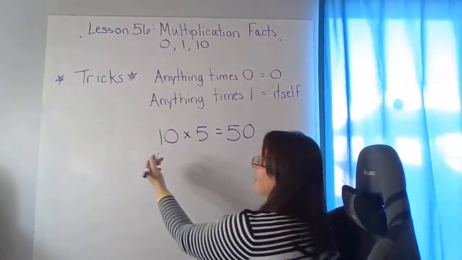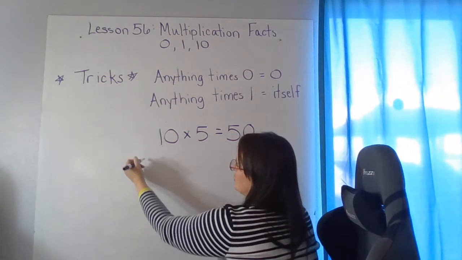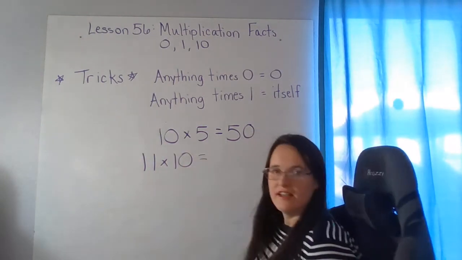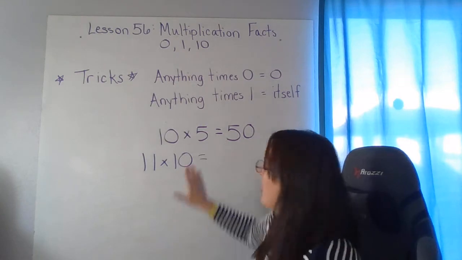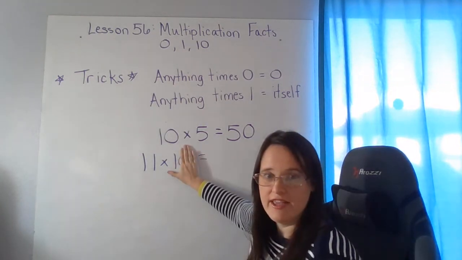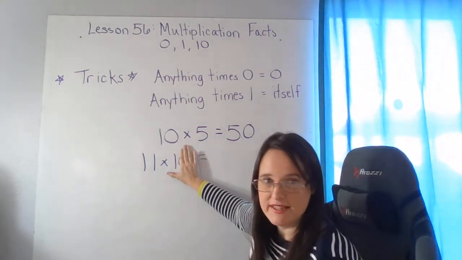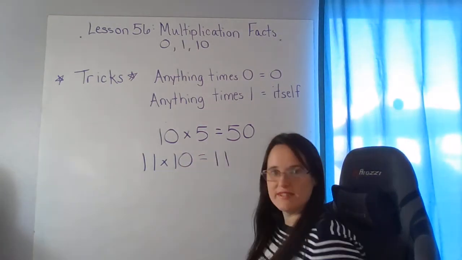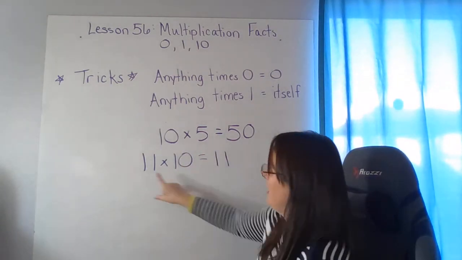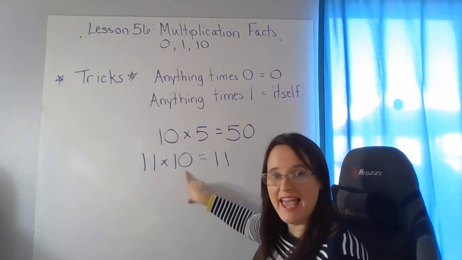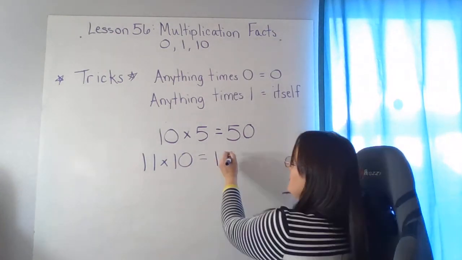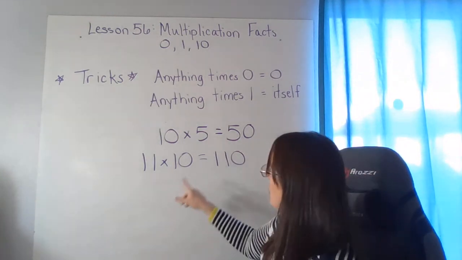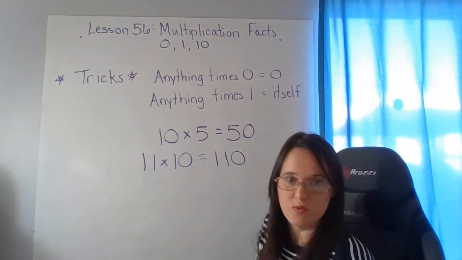Okay, so let's try that with some different numbers. Let's do maybe 11 times 10. So we kind of split it apart. We ignore the 0 for now, and we say, well, what's 1 times 11? 1 times anything equals itself. All right, but we're not doing 1, we're doing 10. So we take this 0 and tack it on to the end. Okay, so 11 times 10 is 110.